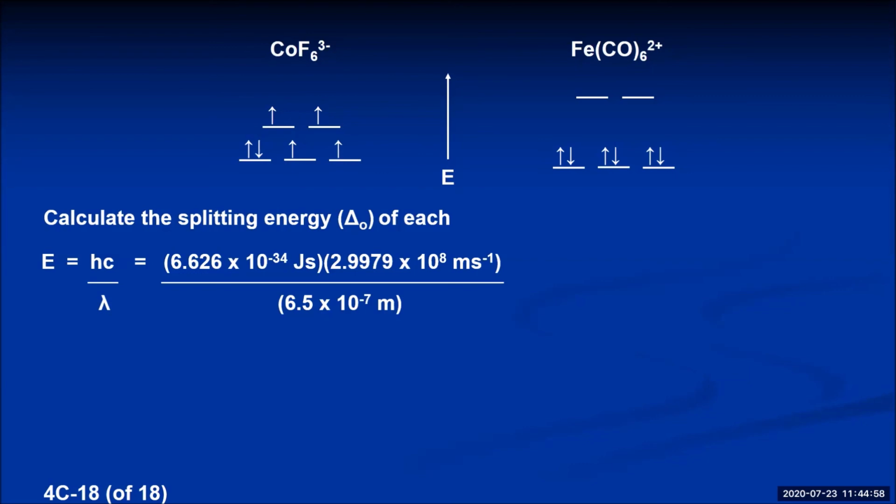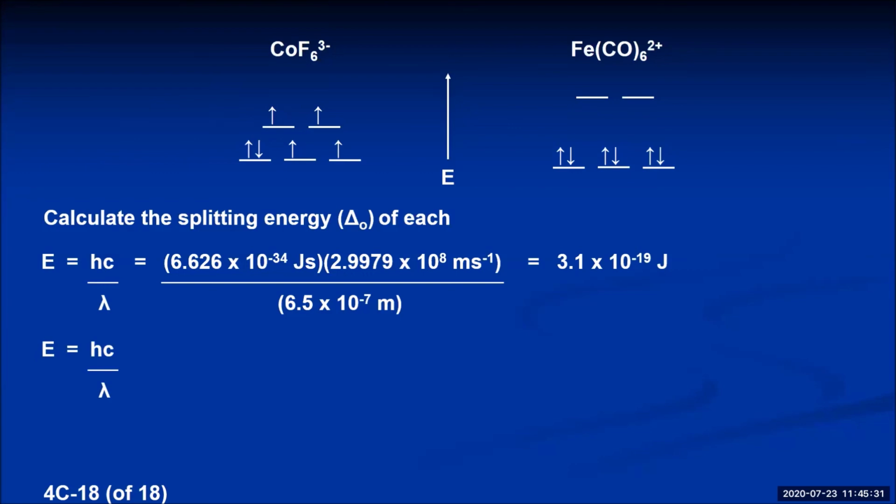Planck's constant is 6.626 times 10 to the minus 34th joule seconds. The speed of light is 2.9979 times 10 to the 8th meters per second. And the wavelength that we measured as the maximum absorbance was 6.5 times 10 to the minus 7th. This means the energy of photons absorbed would be 3.1 times 10 to the minus 19th joules. And if it takes that amount of energy to absorb a photon, that is the splitting energy for that first complex. We could do the same thing for the second complex.